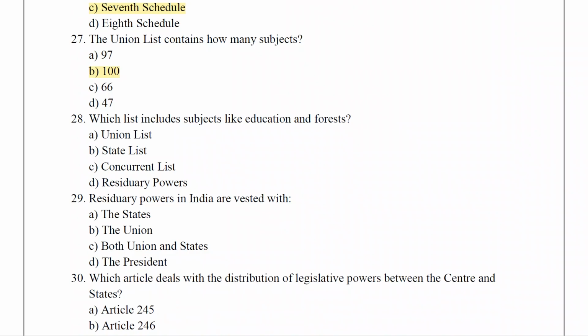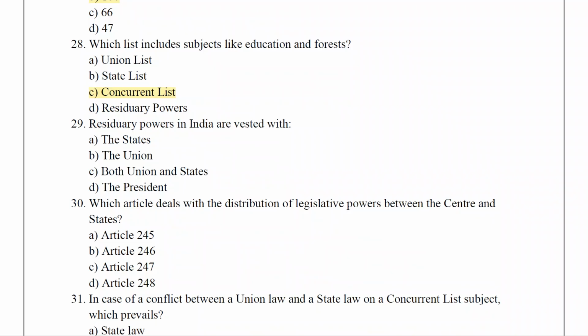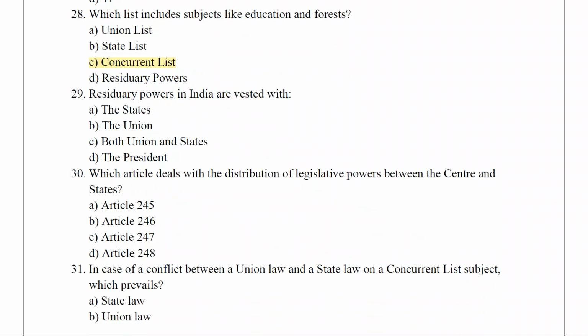Which list includes subjects like education and forest? The answer is concurrent list. Residuary powers in India are vested with the Union.